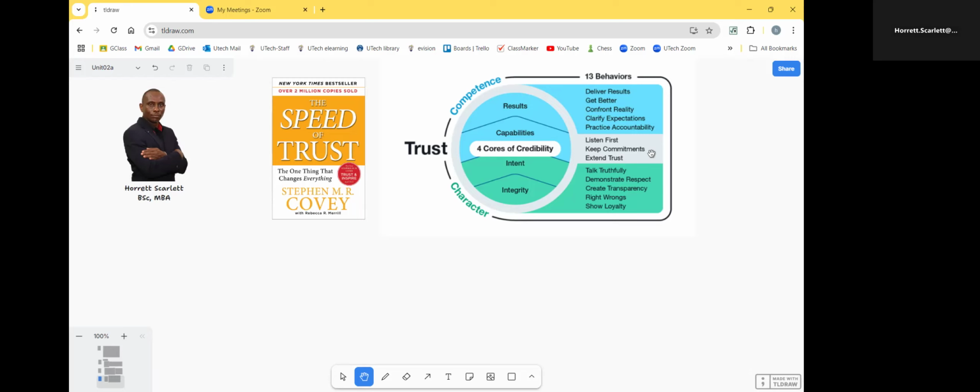As a matter of fact, there's this book, The Speed of Trust, that talks about trust. And the basic principle of the book is that in organizations, if there's trust, then they're able to do things quicker. They have fewer problems. They're able to be more productive simply because trust is baked into the fabric of the organization.